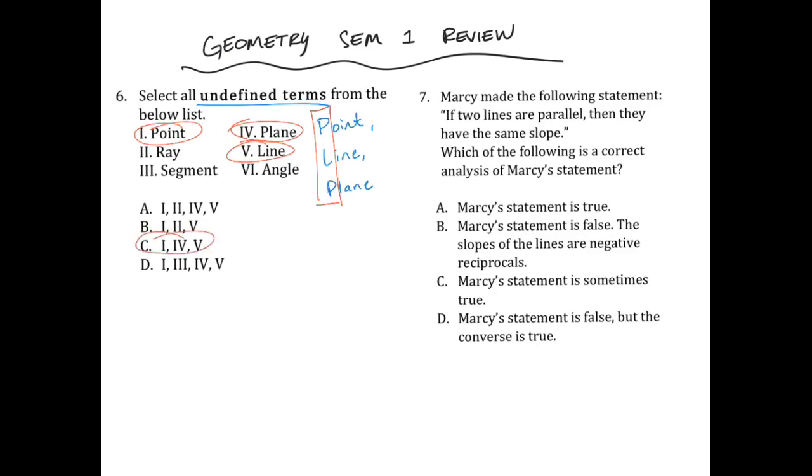On number 7, it says, Marcy made this statement: if 2 lines are parallel, then they have the same slope. Well, Marcy's pretty smart because that's correct. We know that parallel lines have the same slope. So Marcy's statement is true. We also know that perpendicular lines have opposite reciprocal slope, in case we need that for later.